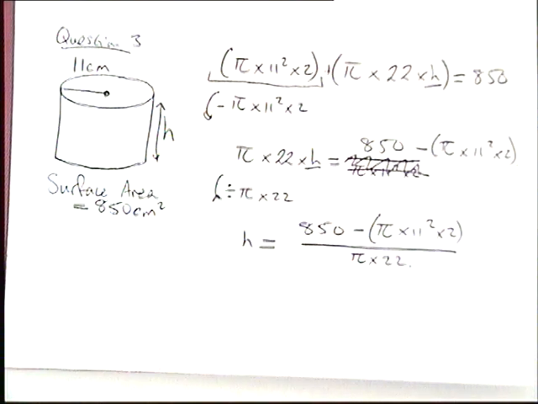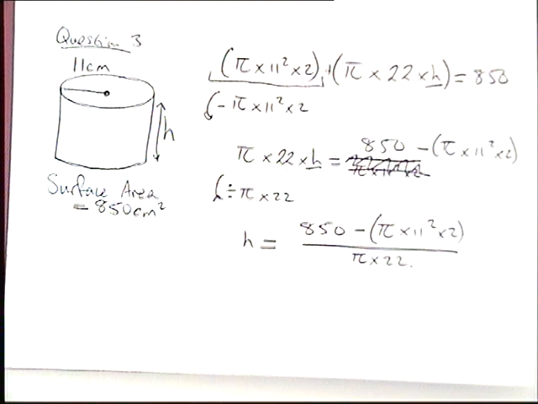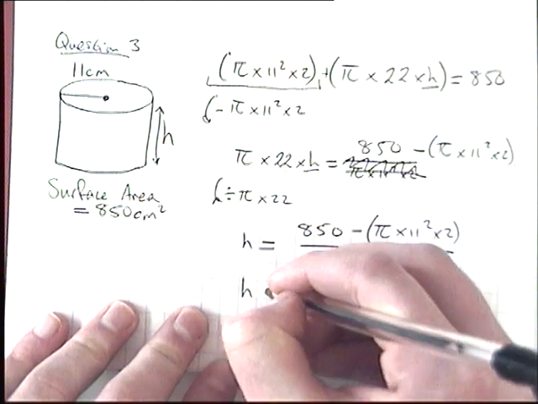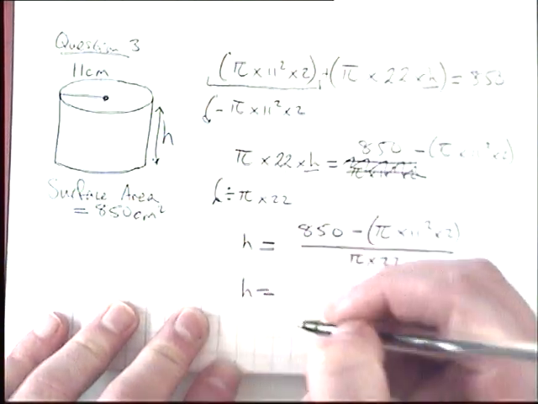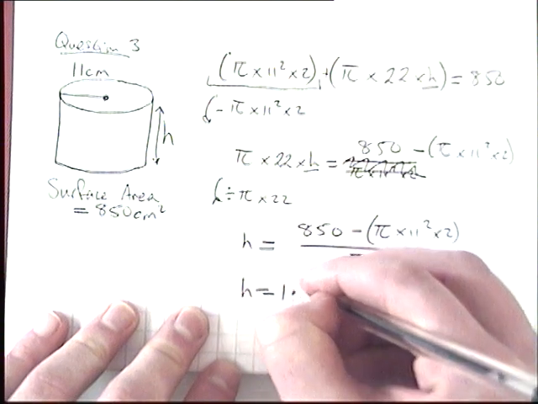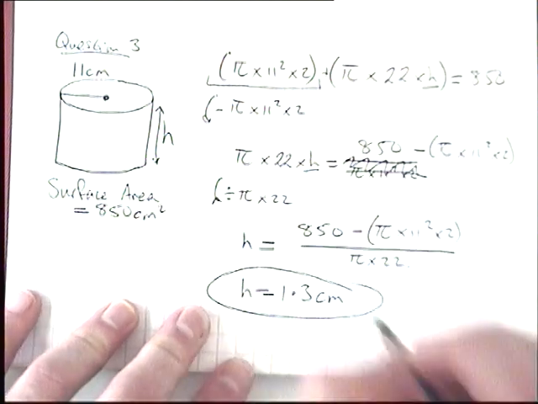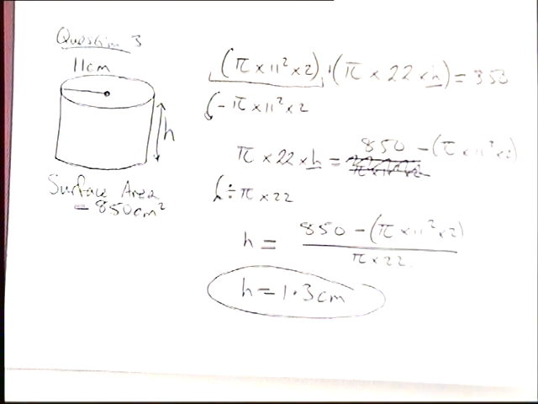So now we can type all of that into our calculator. So 850 take away pi times 11 squared times 2 all over pi times 22, which gives us a value of h as 1.3 centimeters.